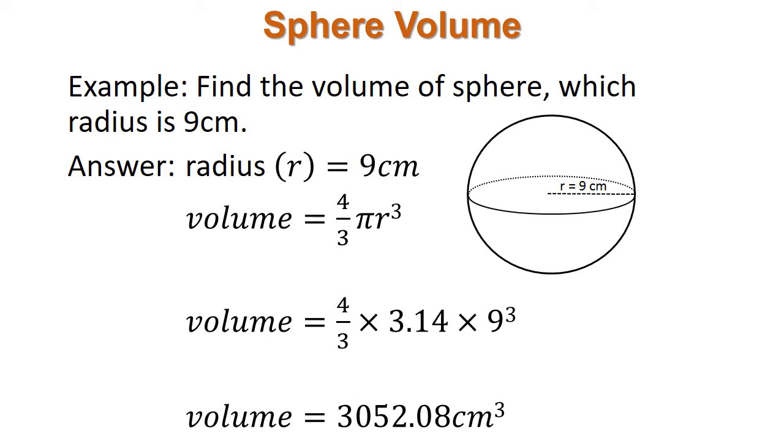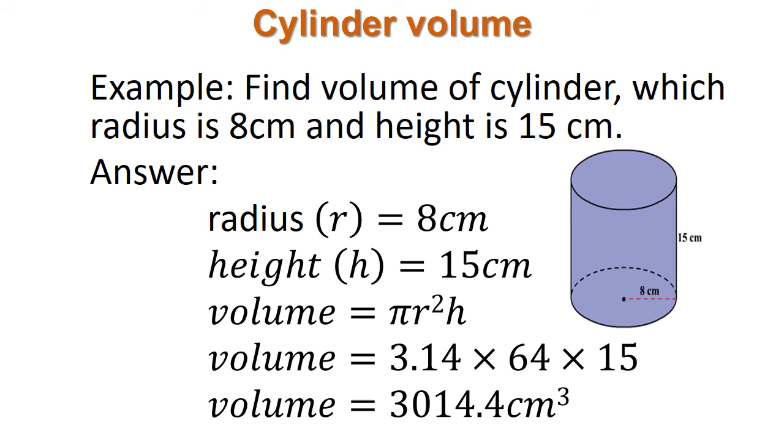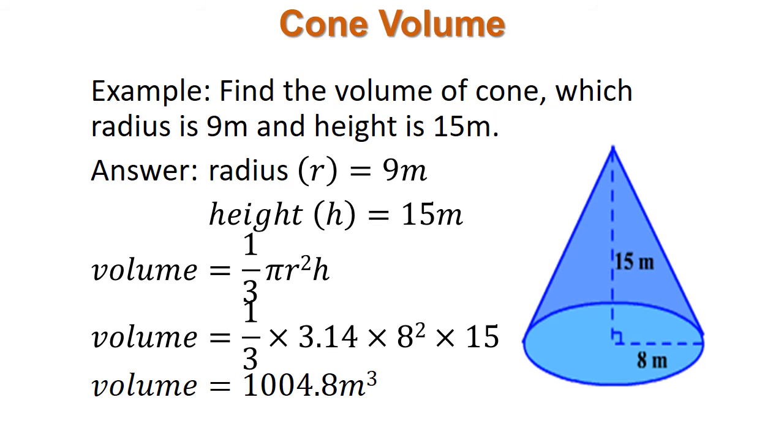Here how to calculate sphere volume. 4 by 3 pi r cube. Through this formula we can calculate. Here how to calculate cylinder volume. Volume equals pi r square h. Here how to calculate cone volume. Volume equals 1 by 3 pi r square h.